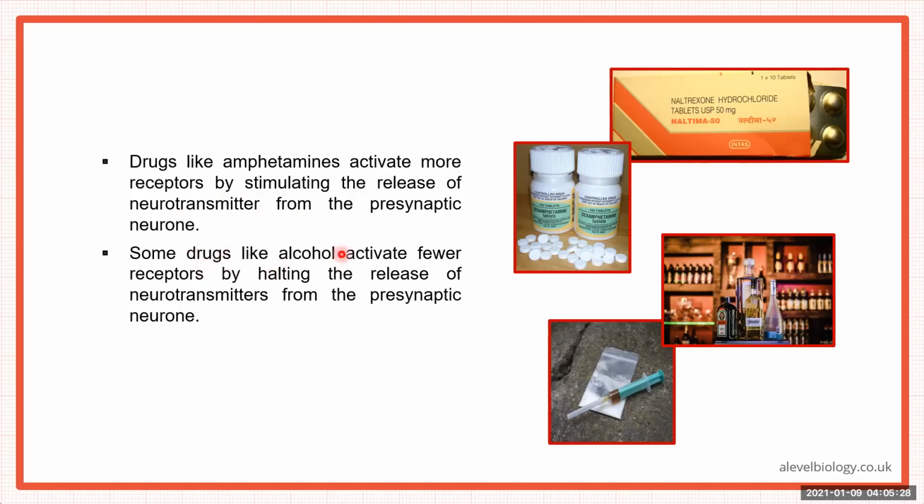And there are some drugs like alcohol. What they do is activate fewer receptors, right? So if they activate fewer receptors, this will halt the release of neurotransmitters from the presynaptic neuron, and the responses would be delayed, right? Because if a nerve impulse is being passed quickly, we'll have quick responses. But alcohol actually diminishes that because it activates fewer receptors, right? So these are certain effects that drugs can have on those receptors also.